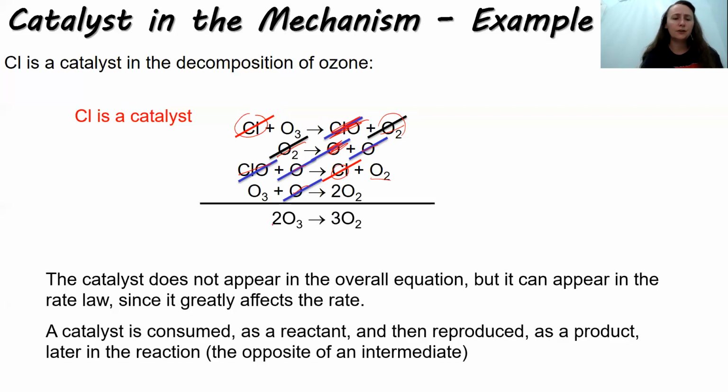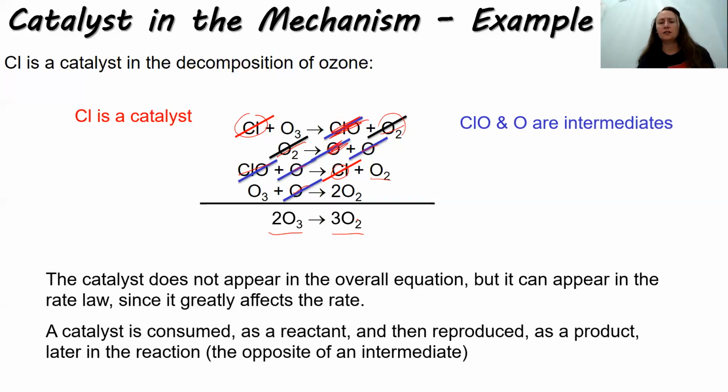So we get ozone breaking down into oxygen. So ClO and the oxygen radical are intermediates, whereas the chlorine radical is a catalyst.